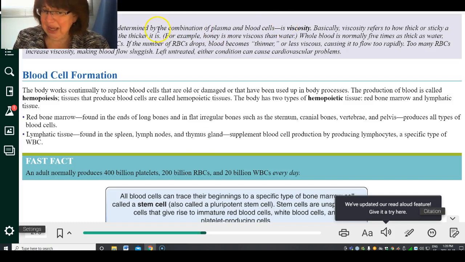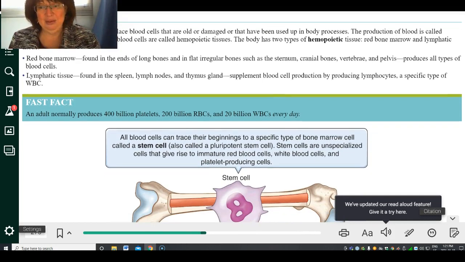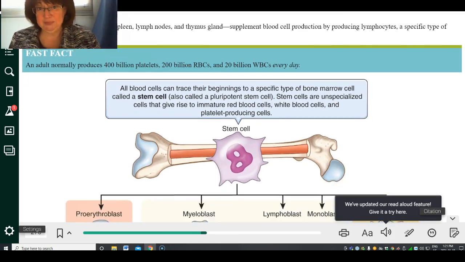Now, when you look at it, you normally have 400 billion platelets, so they're very small, 200 billion red blood cells, and 20 billion white blood cells, and that is being replaced every single day. So on a cellular level, you're very active. And this is why it's very important that you keep healthy, with healthy blood cells and healthy bones.